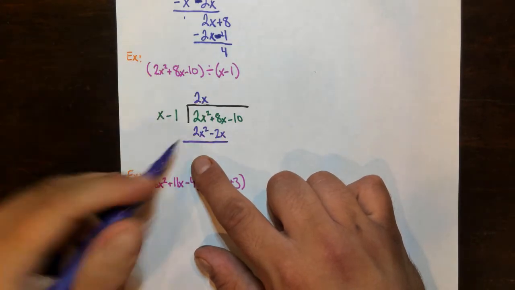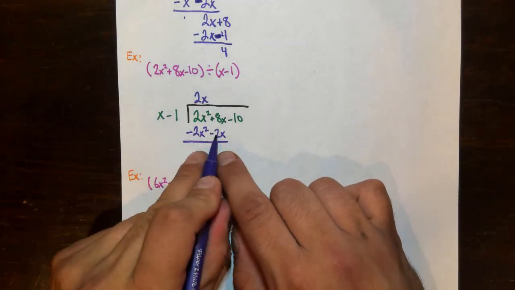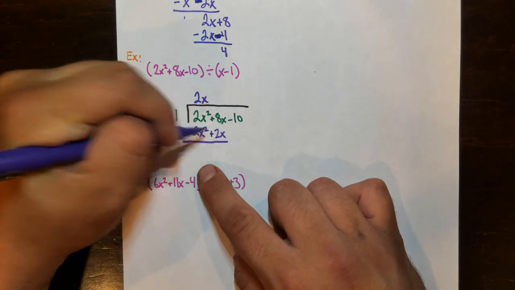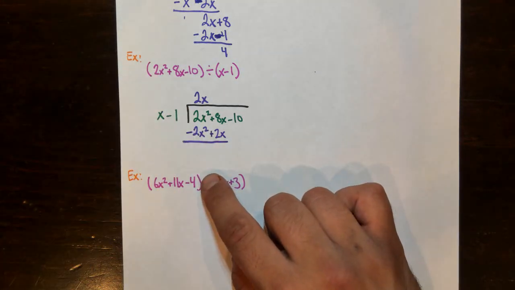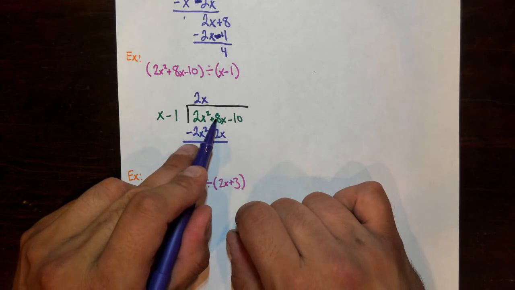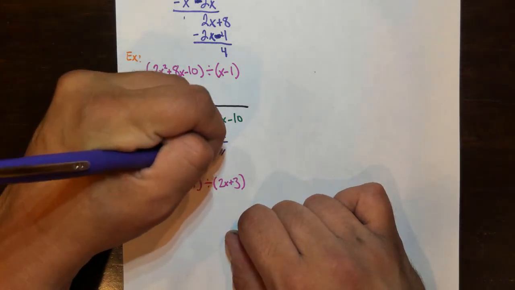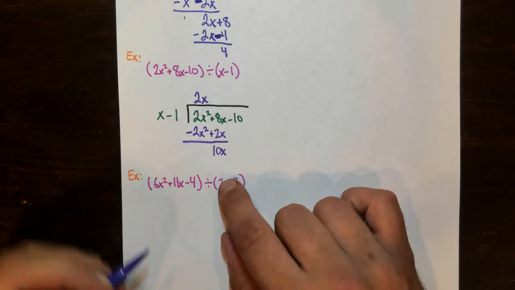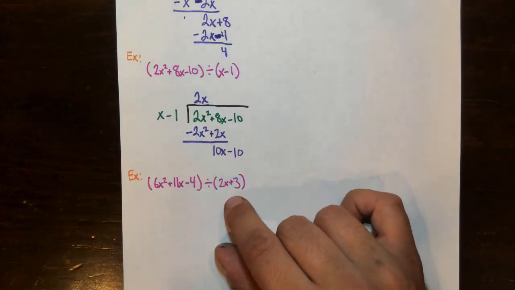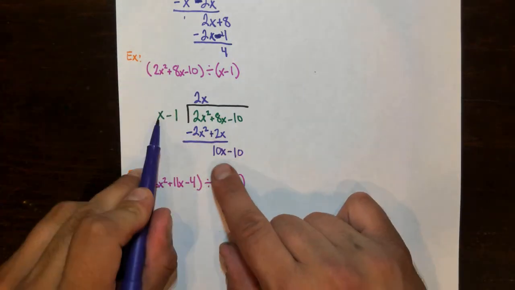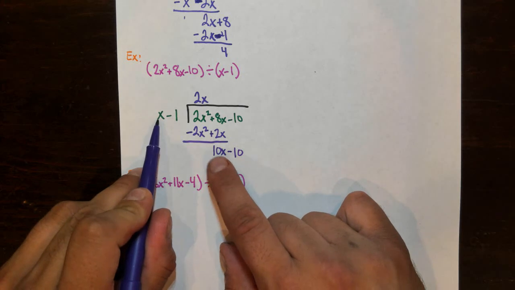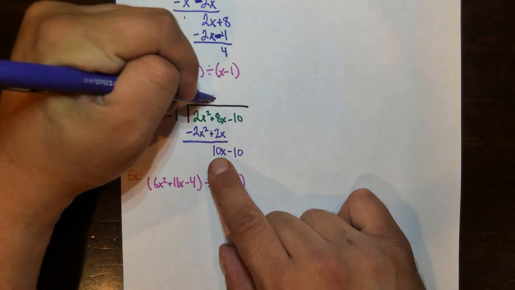And then I change the sign. So this becomes negative, and this negative becomes a positive. So now 8x plus 2x is 10x. And then I bring down my final term, so minus 10. And then I think, okay, I look at the first two terms again. x times what gives me 10x? Well, that's 10, so plus 10.